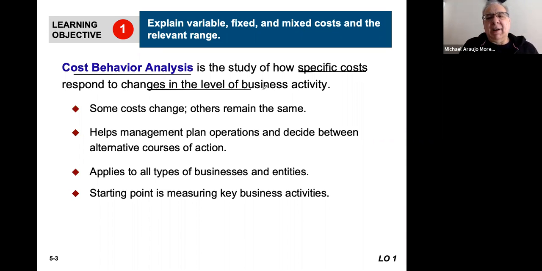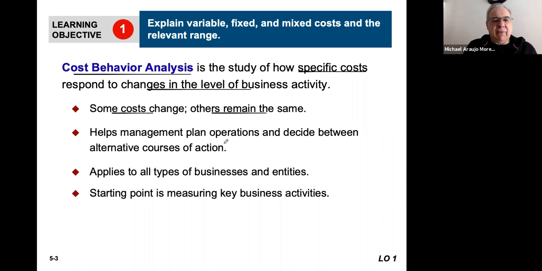Okay. And very specifically, we will see in this chapter that some costs that we incur will change as activity level changes. Strangely enough, some will remain the same. Other costs will remain the same. This type of analysis really helps managers make plans and decide and help in their decision-making abilities.